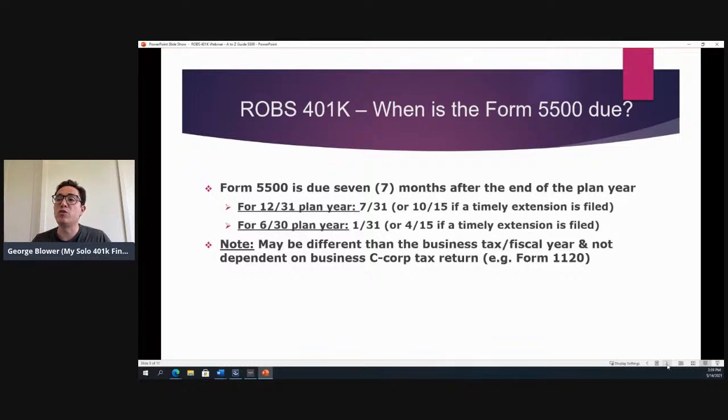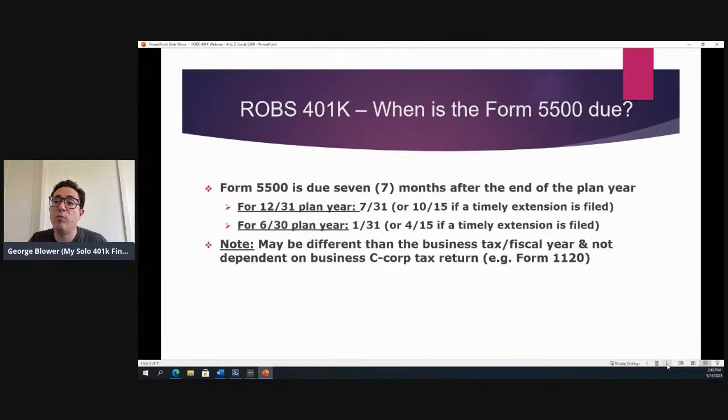So there's essentially two categories that your plan is going to be in. You might have a December 31st plan year end date. So if you started your 401k in the first half of the year, you're going to be on a calendar year cycle. That means that your Form 5500 is going to be due 7 months after the end of your plan year. So that's going to be July 31st or October 15th if a timely extension is filed.